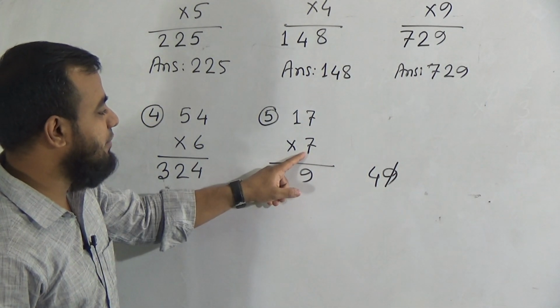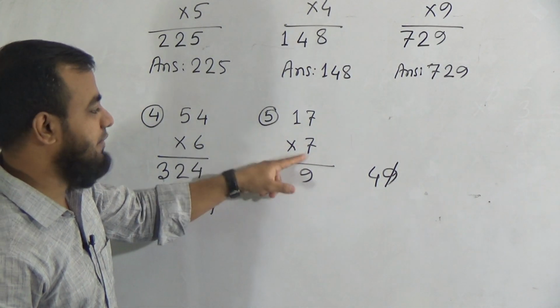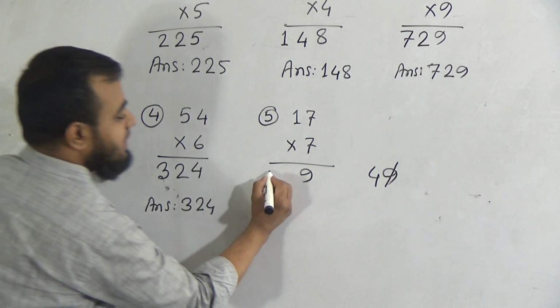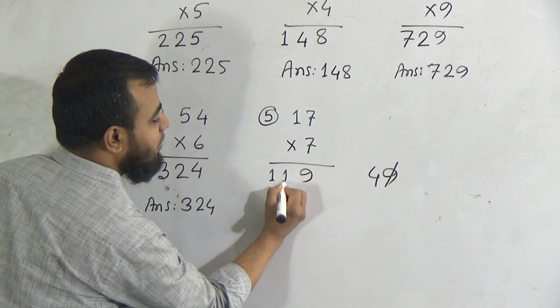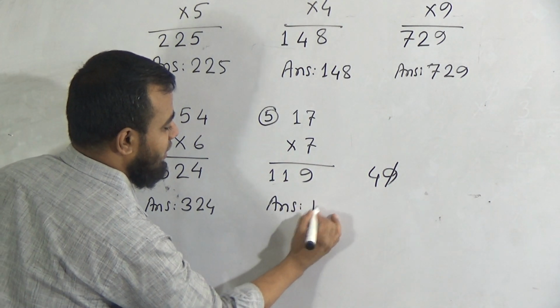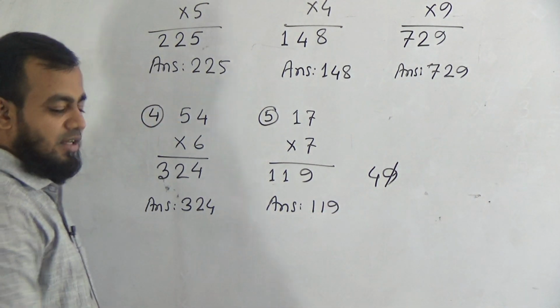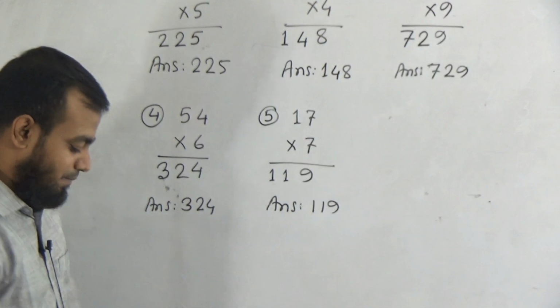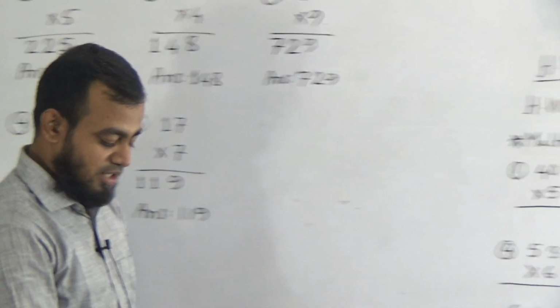Now my students, 7 multiplied with 1, 7 ones are 7, and this 4 makes 11. 7 and 4 makes 11, so it will be 119. So our answer will be 119 for this question. I hope you have understood, my students, how to do the multiplication.